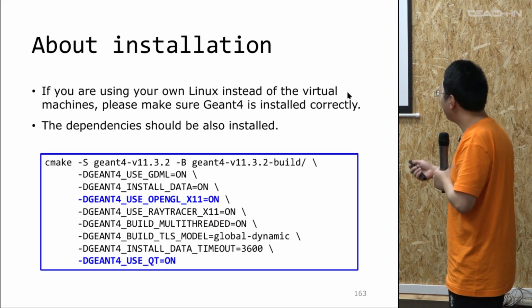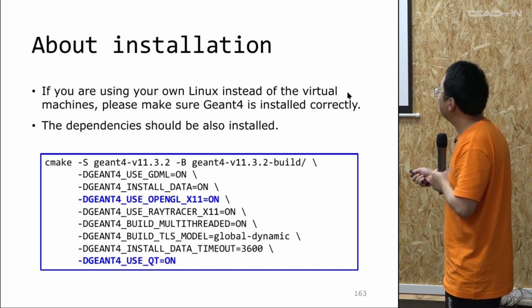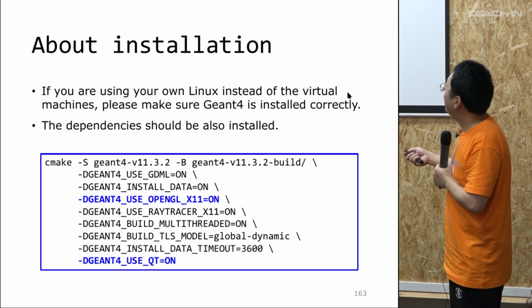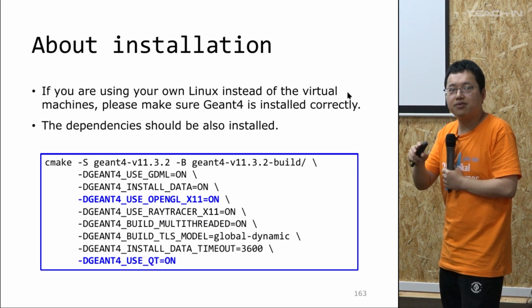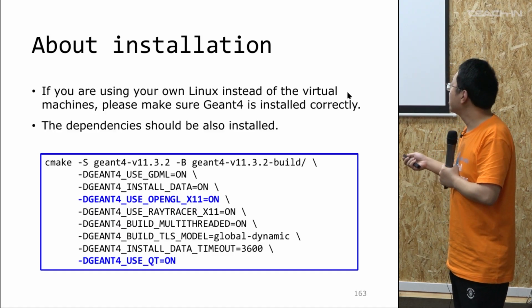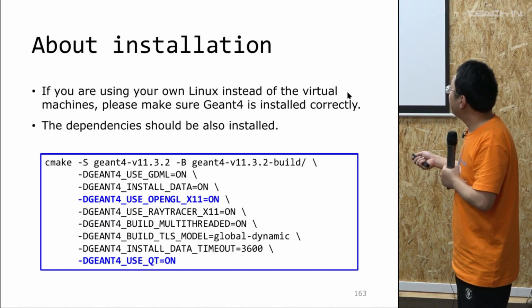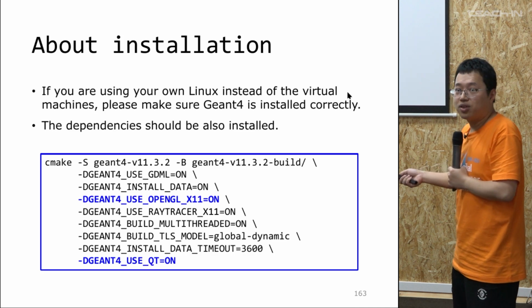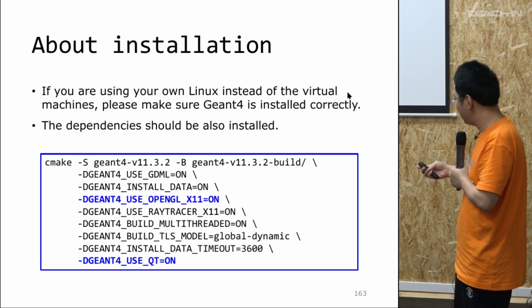Just one thing about how I did the installation. I enabled, for example, GDML, which is using a file to describe the detector, and I also enabled the data. As I mentioned, some physics is actually data-driven, so it needs to load some data. I have already installed the data for you. We have also enabled OpenGL and Qt here, and I also enabled the multi-threaded mode. So if you have multiple CPU cores, you can benefit from this multi-threading technique.